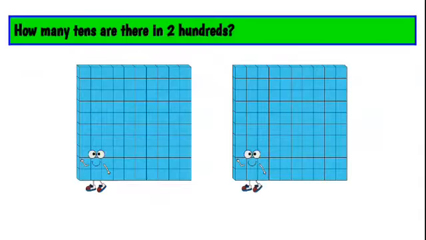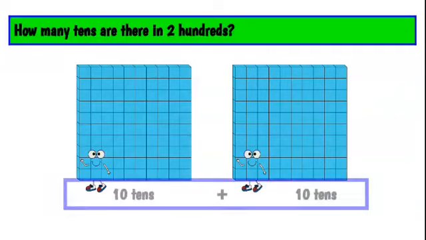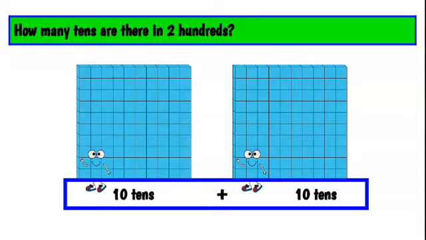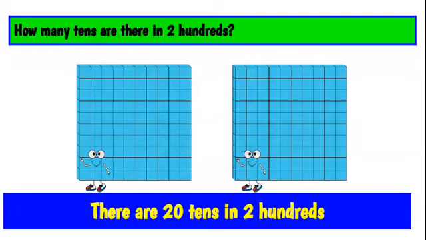Another example. How many tens are there in 200s? We have 10 tens in the first 100 and another 10 tens in the second 100. So the first tens and the second tens are together. There are 20 tens in 200s.